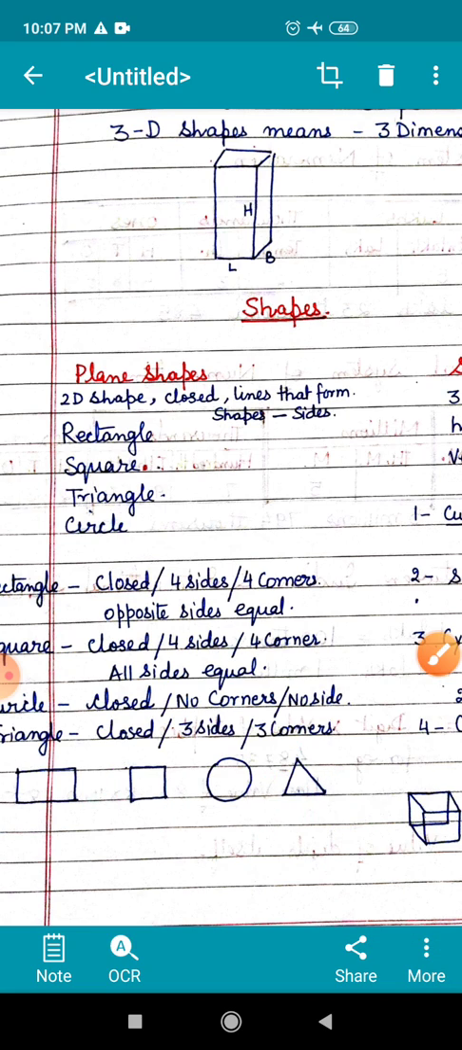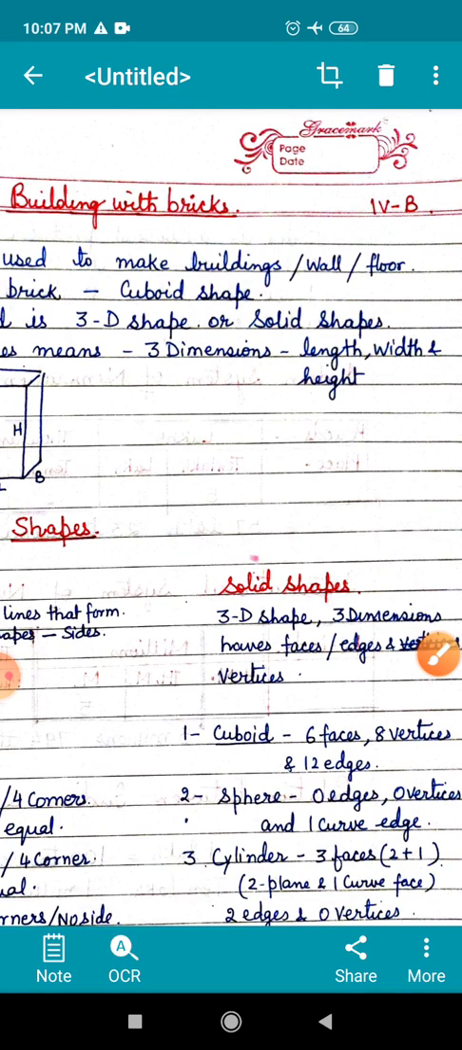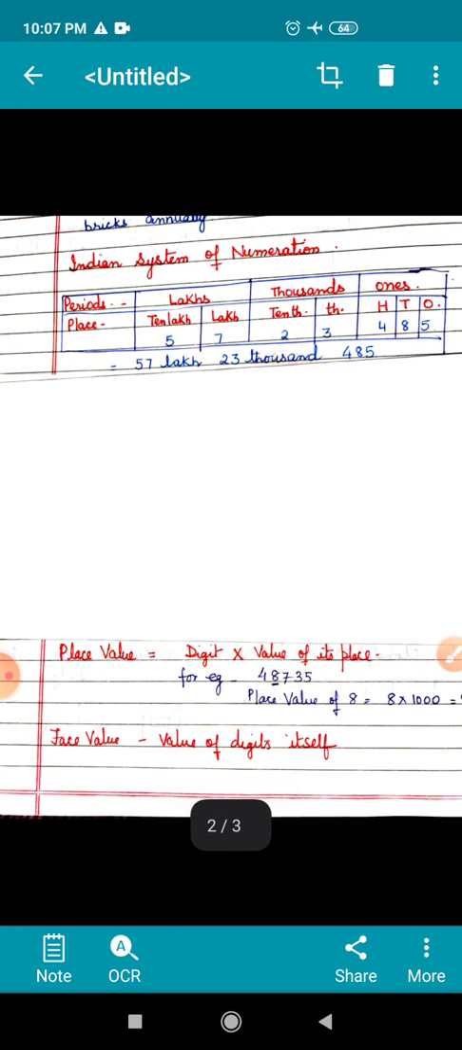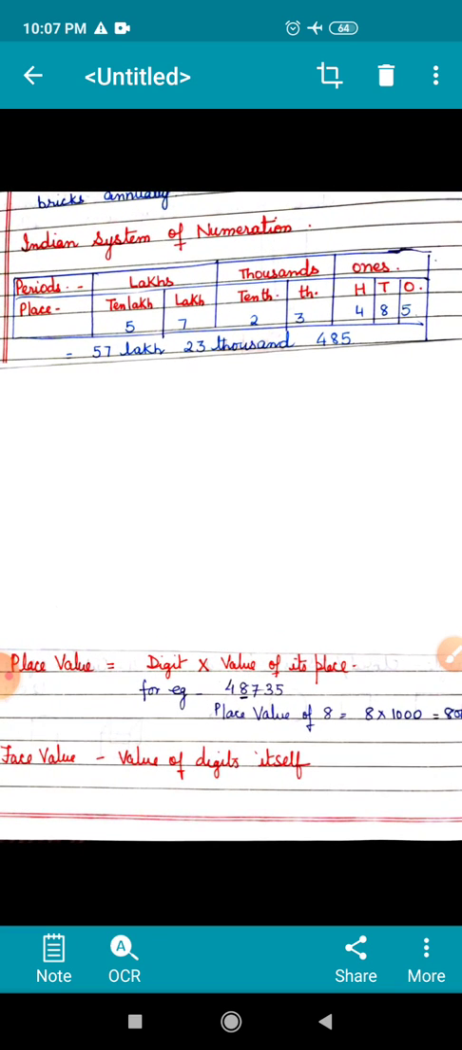Children, do you know India is the second largest producer of clay fired bricks, and India is estimated to have 1 lakh bricks kiln. Okay, children, this 1 lakh is an Indian system of numeration. So we will learn Indian system of numeration, read and write.